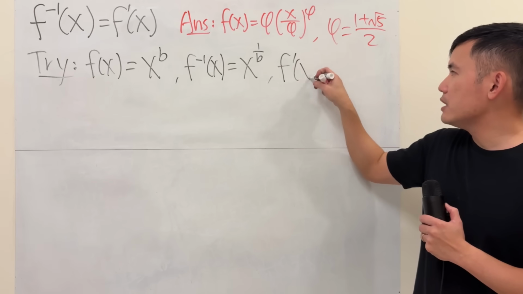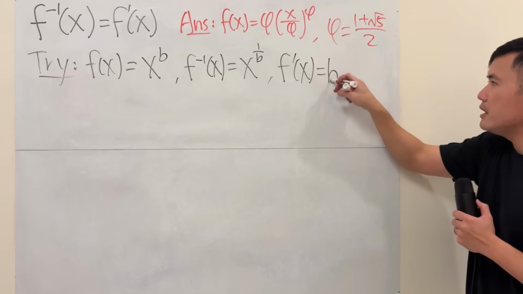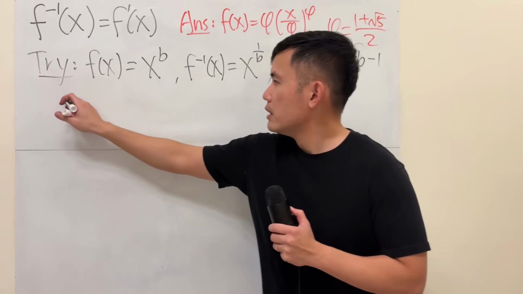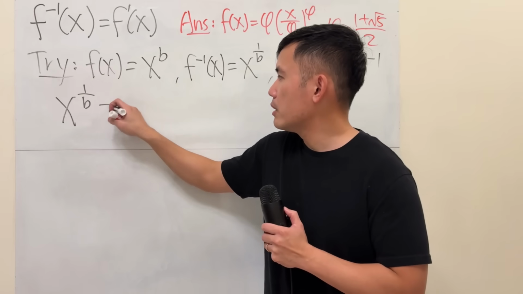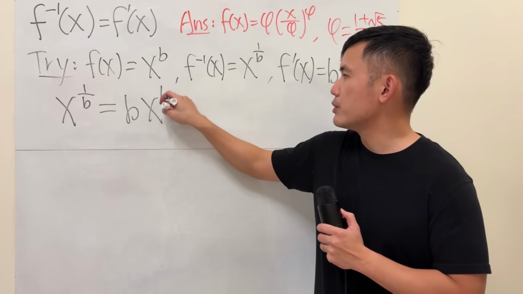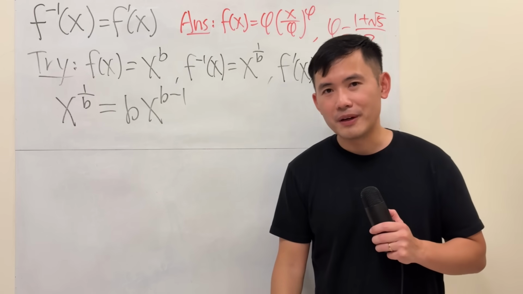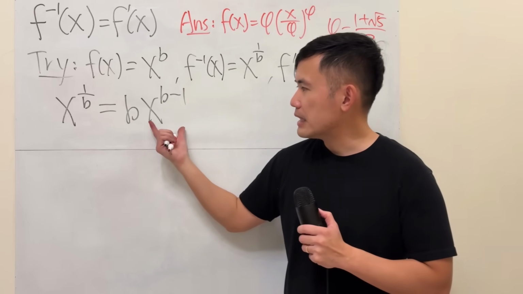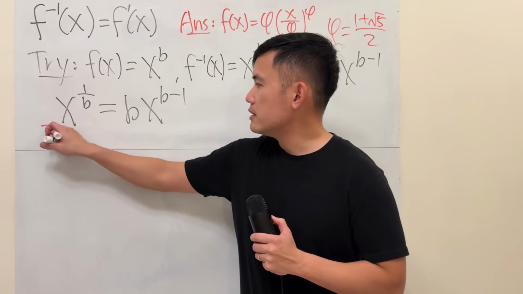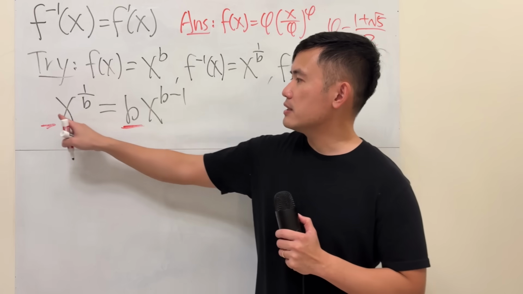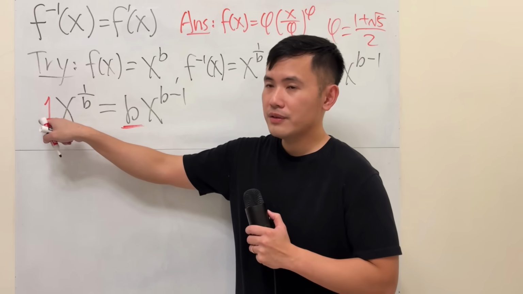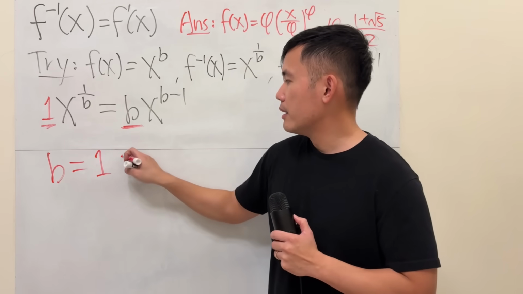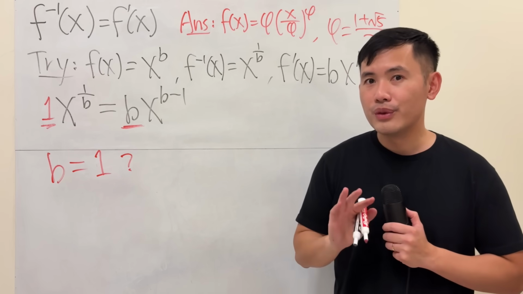Now, for the derivative, you use the power rule. So we will have b x to the b minus 1. Now, we are going to make them equal to each other. So x to the 1 over b's power, hopefully is equal to x to the b minus 1 power. But unfortunately, this is not going to work. Because in order for the left-hand side to be the same as the right-hand side, the coefficients must be equal to each other. So that suggests to us that, since this is 1 in front of the x to the 1 over b, b has to be 1. But does that work? No.